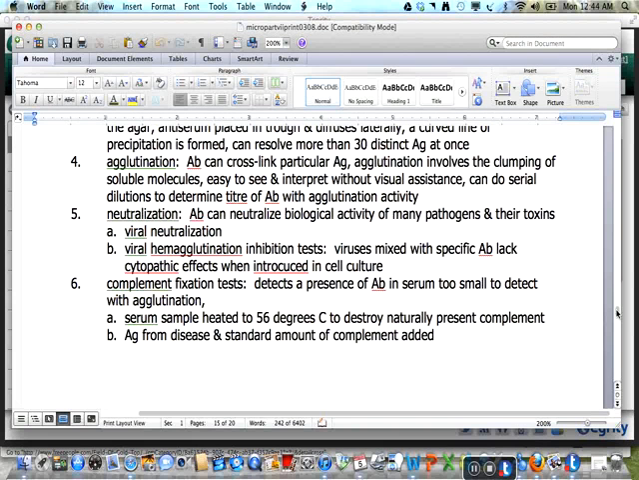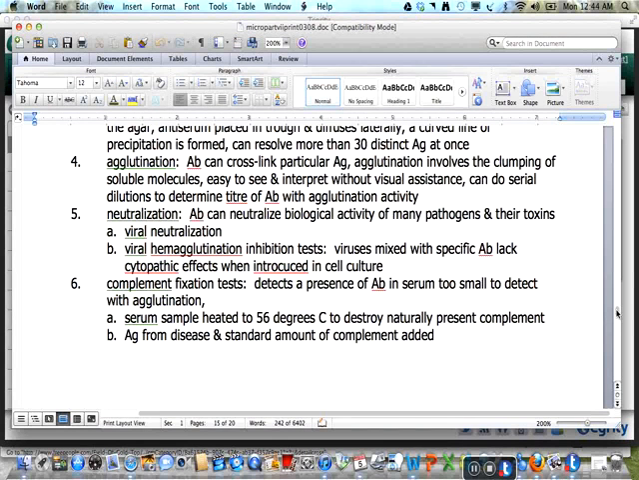Agglutination tests still take advantage of the antibody cross-linking a particular antigen, but involve clumping the soluble molecules so they are easy to see and interpret without visual assistance. It can be done with serial dilutions to determine the titer of antibody with agglutination activity.